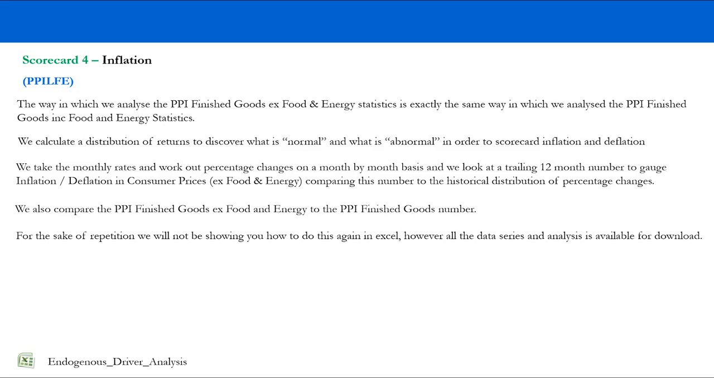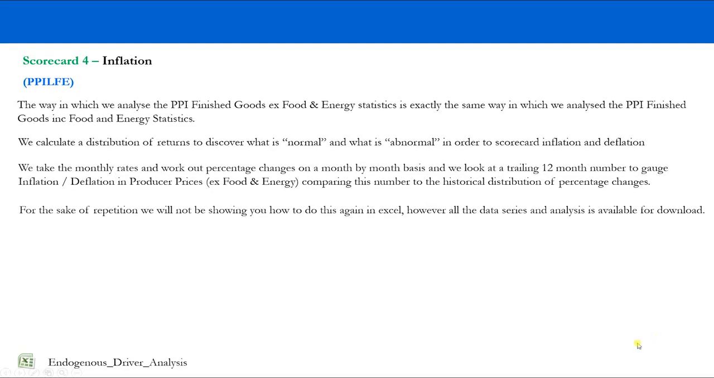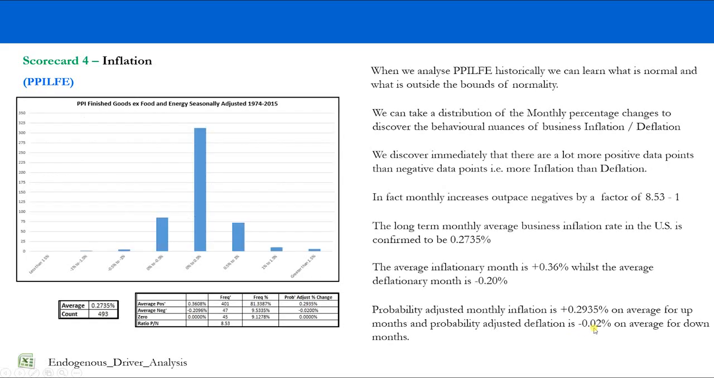And what we're also going to do in this video is compare PPI finished goods ex food and energy to the PPI finished goods number including food and energy. And for the sake of repetition in this video, we're not going to be showing you how to do this again in Excel. However, all the data series and analysis is available for download in the endogenous driver analysis spreadsheet. So for the purposes of not repeating ourselves too much, because you should be pretty used to this process now, we're going to dive straight into the stats.